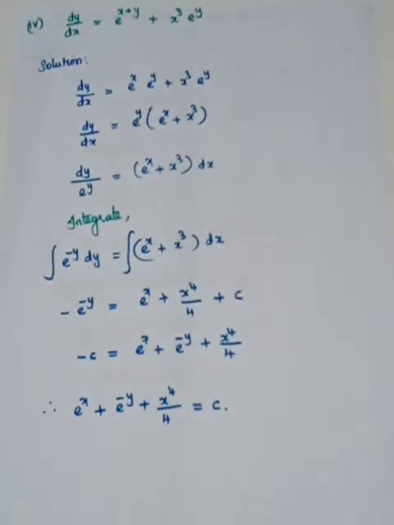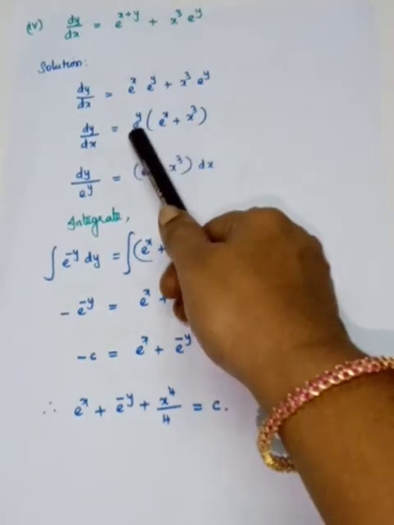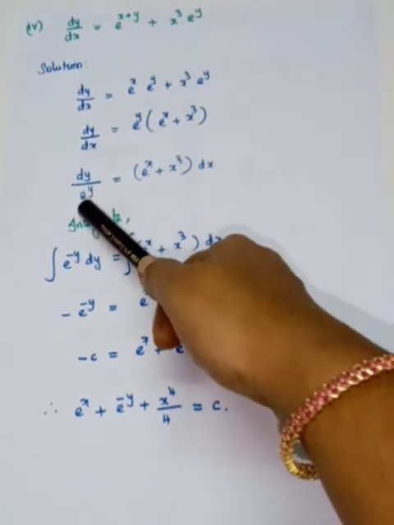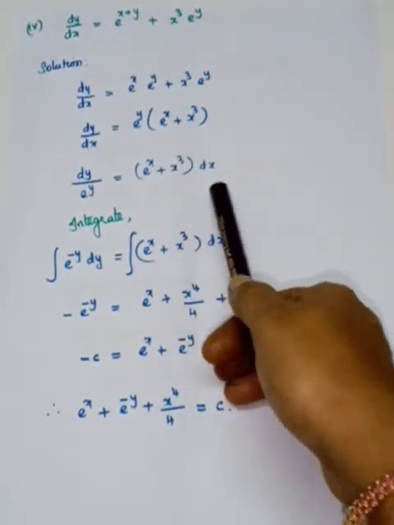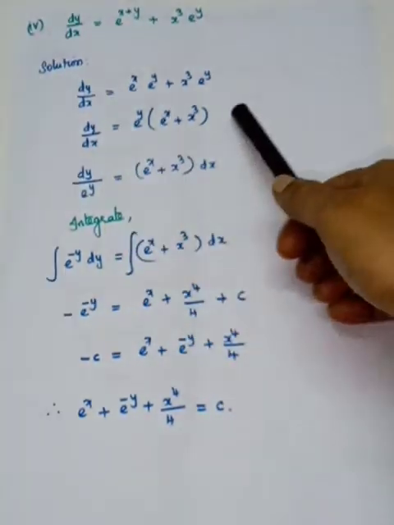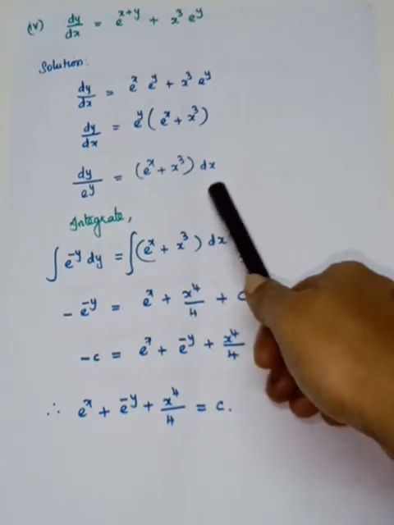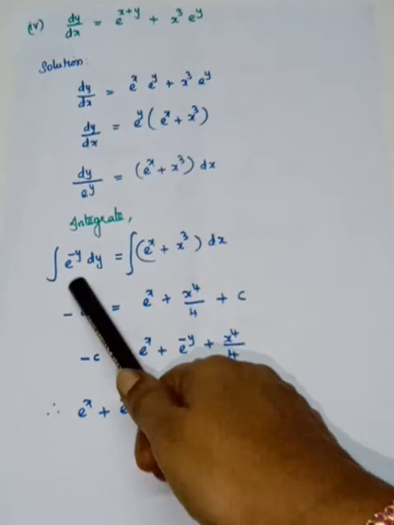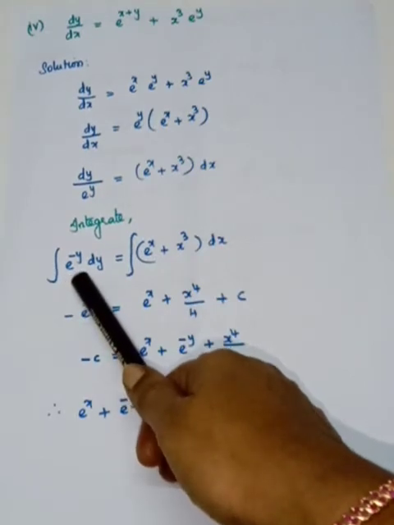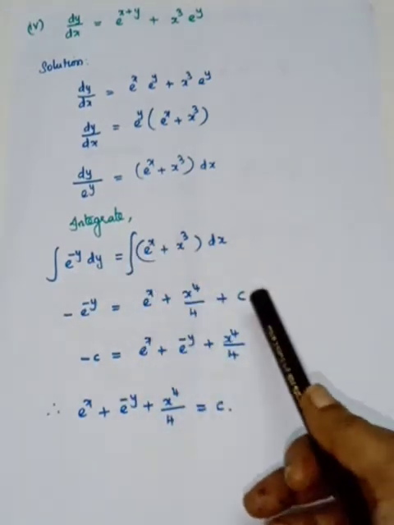So arrange the y term on one side. So e power y, when you bring it to the left side, it will be in the denominator. Here e power x plus x cube into dx. This dx, when you bring it to the right side, it will become dx in the numerator. So e power y, when you bring it to the numerator, it is e power minus y, and you have to integrate on both the sides.